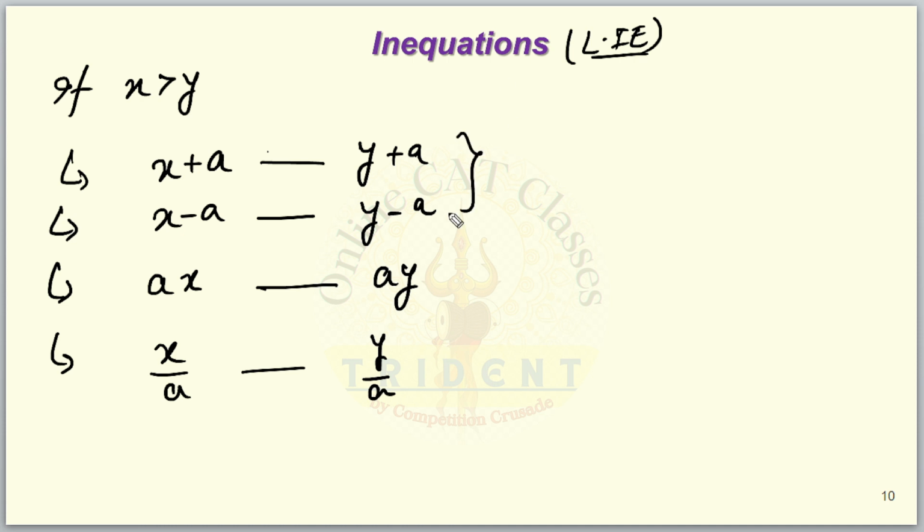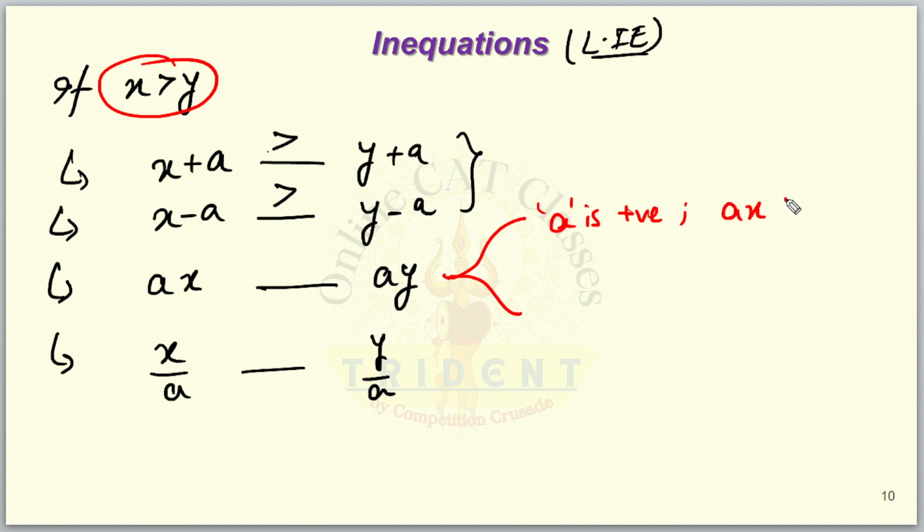Now for the first two, the inequality sign will be the same as the parent inequality, but for these two you will have a range of solutions, which is, the sign of the inequality will depend on the sign of the constant terms. If a is positive, then ax will be greater than ay, but if a is negative, in that case ax will be less than ay, and the same thing will hold true for this also.